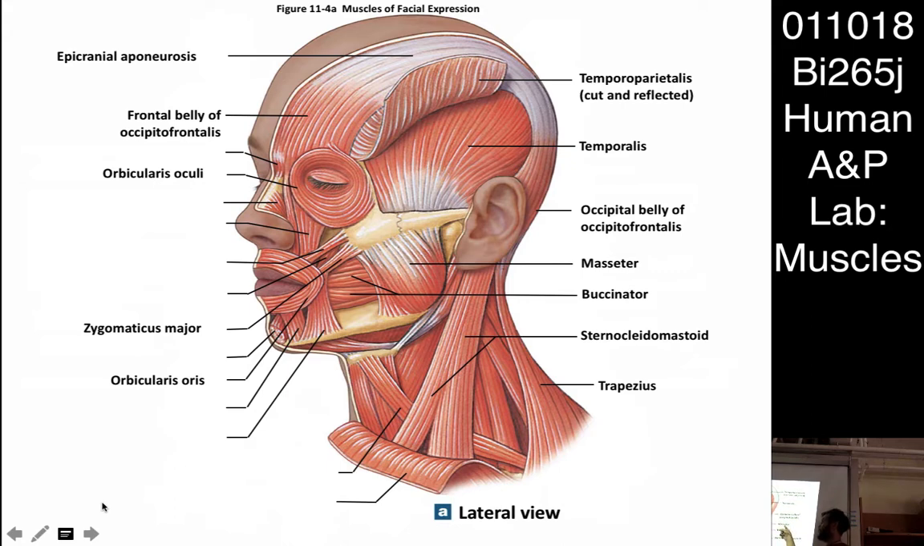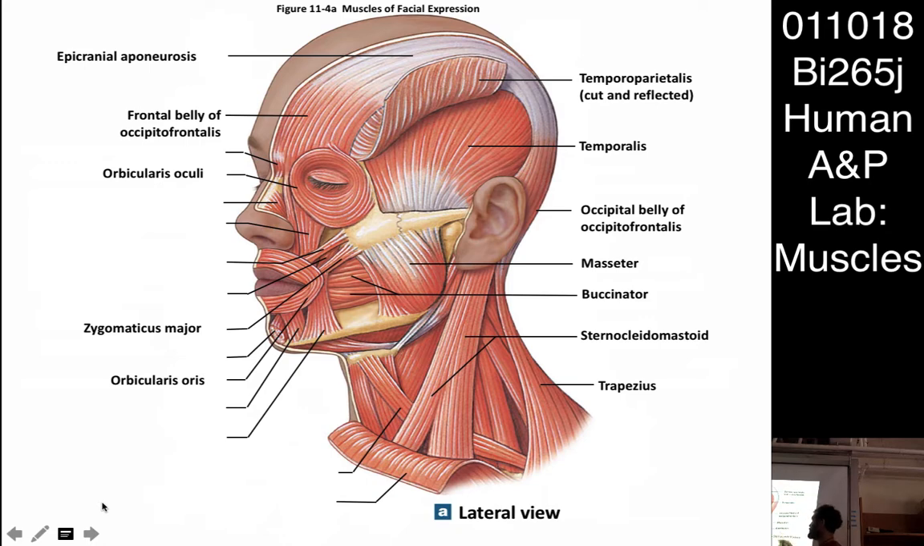As is the appropriately named masseter. The masseter. So stick your hand on the angle of your jaw and you can feel the masseter. It's a muscle of mastication. The masseter.